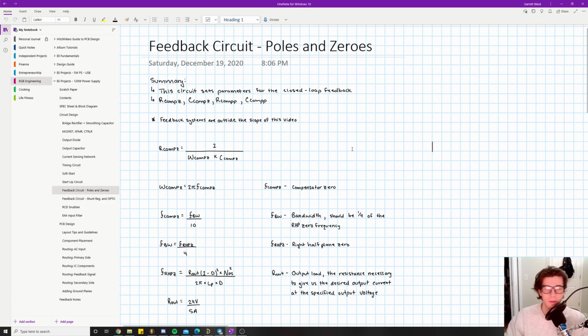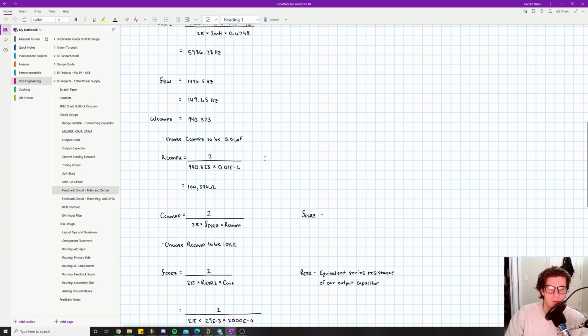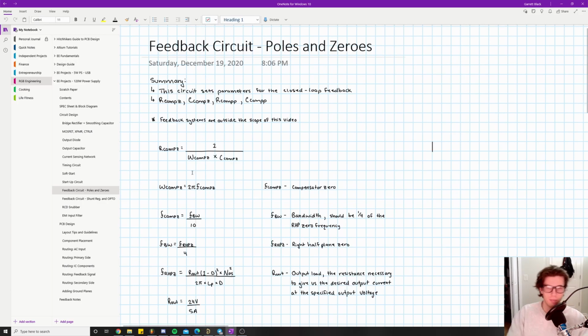So let's start calculating some component values now. The feedback system is outside the scope of this video, which I already covered. The first equation we get, if you look through the data sheet, is R comp Z equals 1 over omega comp Z times C comp Z. This is going to be a lot like the previous current sensing network video, where there's a whole bunch of nested equations. They're not difficult, but there are a lot of them. So the first thing we have to figure out is what omega comp Z is.